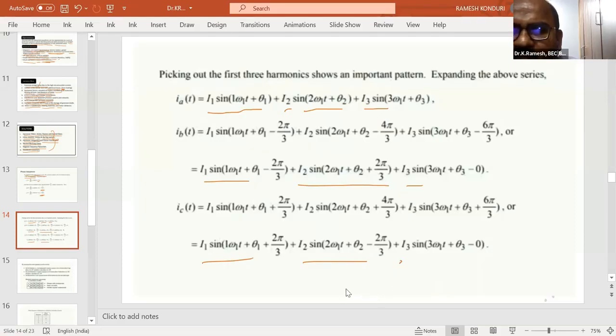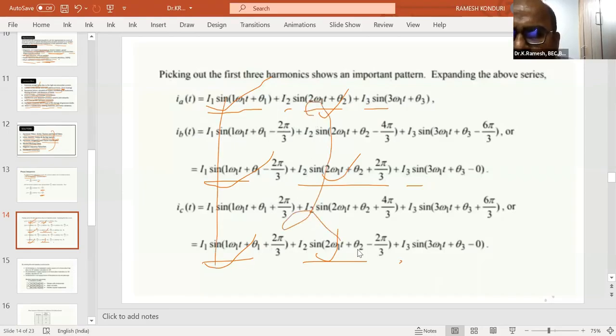So if you see these three terms, this term and this term, there is a phase displacement of 120 degrees, and they are in a particular sequence known as positive sequence harmonics. These are mentioned as positive sequence harmonics. And if we take up the second one, this one and this one, there is opposite phase rotation when compared with the first one.